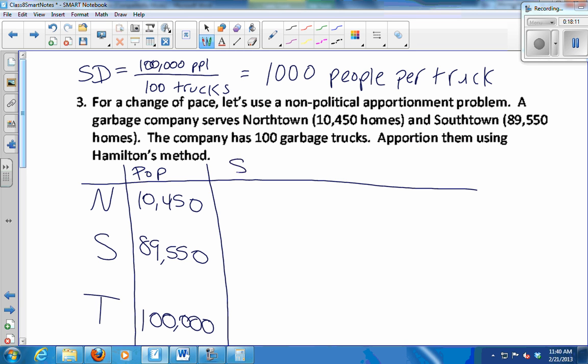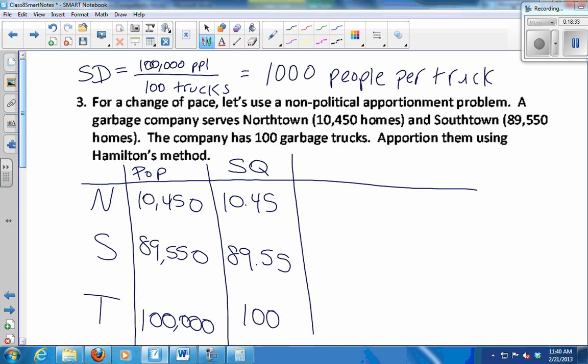So next we calculate standard quotas. We have to figure out how many sets of 1,000 people are in each town. So divide each town's population by 1,000 and we get 10.45 and 89.55, which adds up to 100 trucks, just like it's supposed to. But we can't send half of a truck out, so we round them all down, lower quotas, and we have 10, 89, and that's 99 trucks. So I have one truck left over.